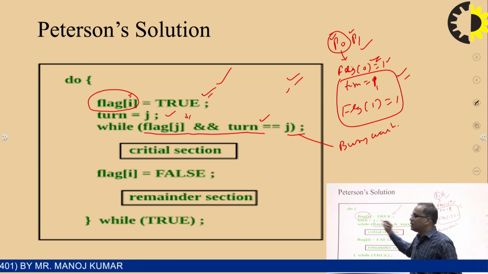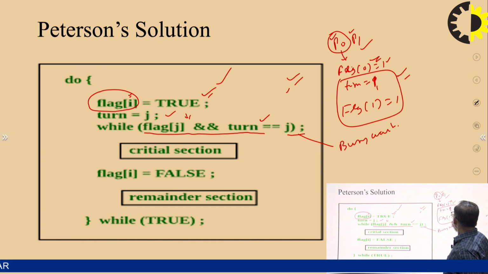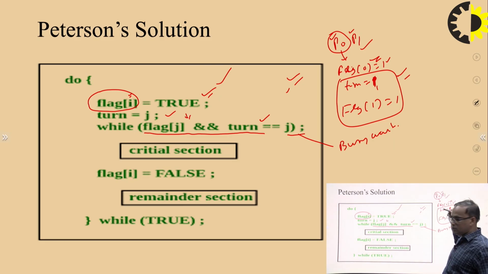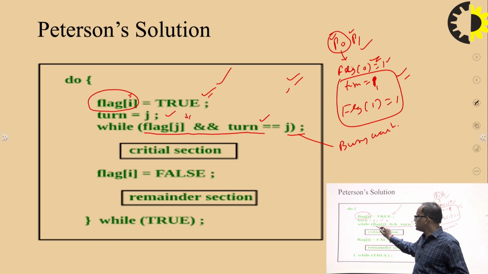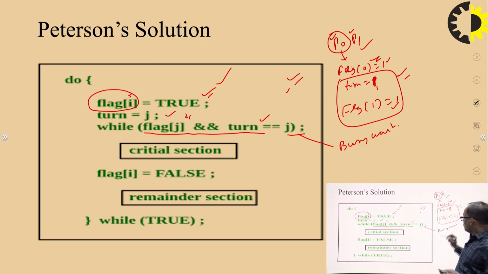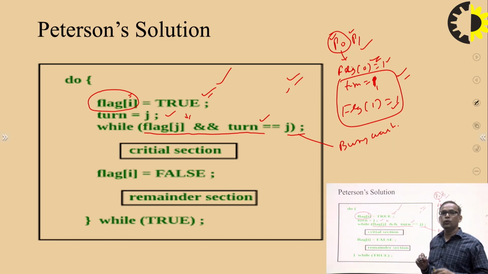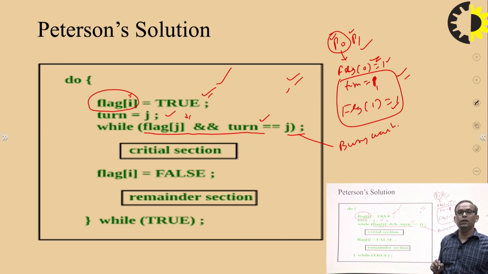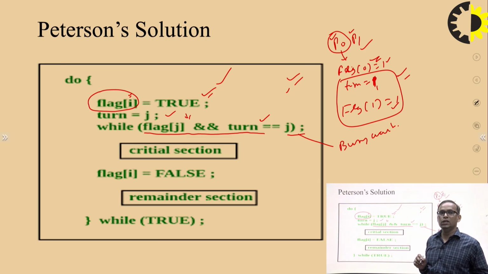If it finds that turn is equal to j, then it means turn is equal to 1. Turn is set to the other process. Then it will check the condition specified in the while loop. Then it will check whether the flag of j is 1 or not. It means whether process P1 wants to enter the critical section or not. Suppose flag of 1 is also 1. So since flag of 1 is also 1 and turn is also 1, in that case process P0 comes to know that it has to wait until process P1 completes its execution in its critical section.